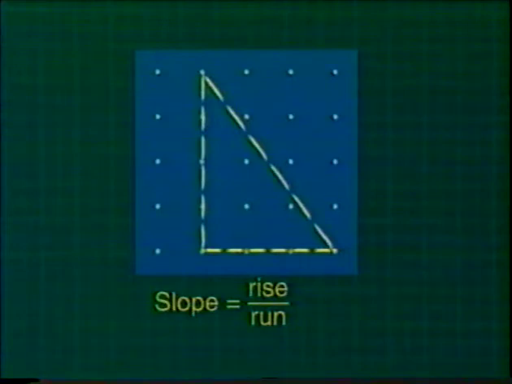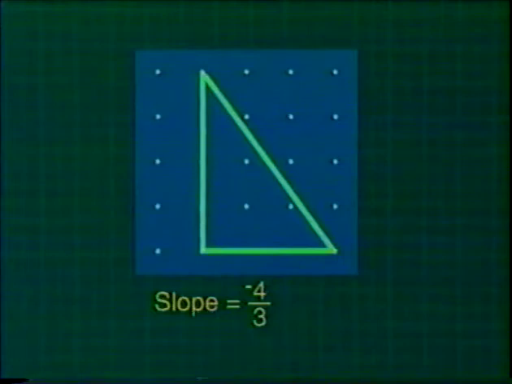If I had started with the upper point, the rise would be 4 units down, or -4. And the run would be 3 units to the right, or +3. Which makes our slope -4 over 3, or once again, -1.3 repeating. And a slope of -1.3 repeating is the same as a rise of -1.3 repeating and a run of +1.